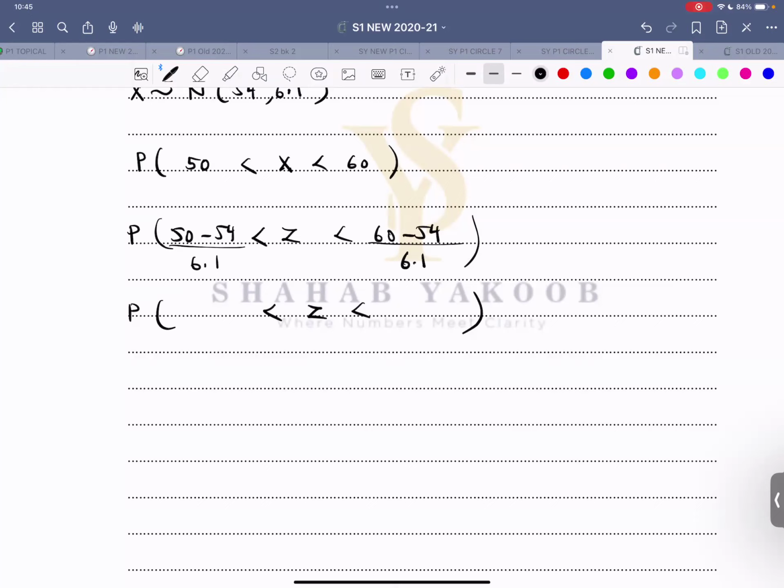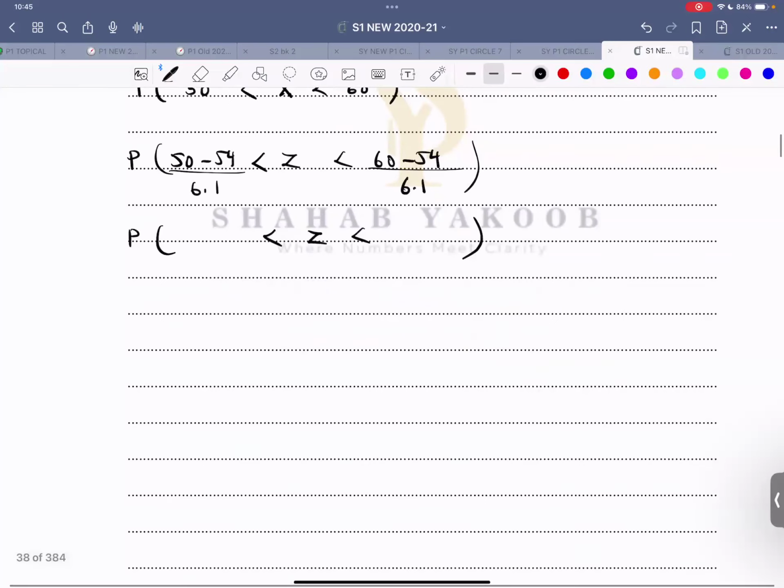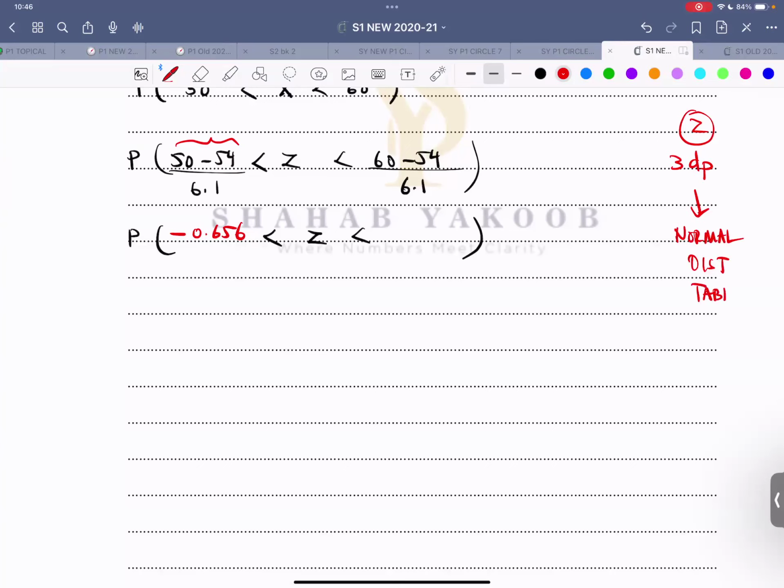So now, hold for a second. Let me just erase this thing. This thing is done. And this thing is done. Okay. So now this value, the negative value, because 50 is lesser than 54, it's coming out to be negative 0.656. And we are working in 3dp. Why are we working in 3dp? Because that's the limit of the normal distribution table. That is the Z table. So we have to work it out. And this value over here, the positive value, that comes out to be 0.984.